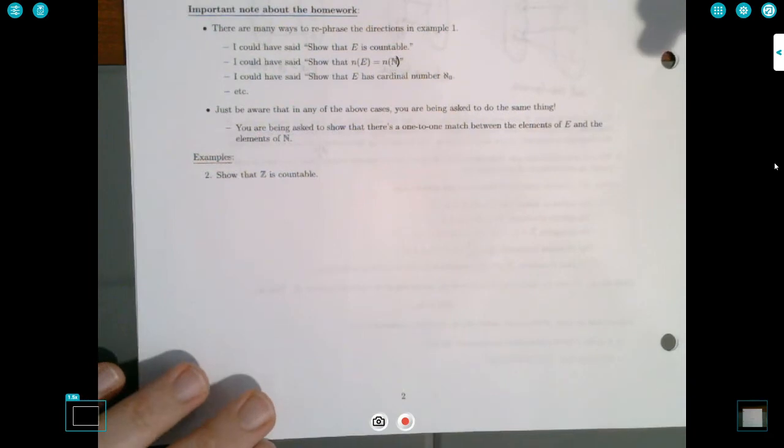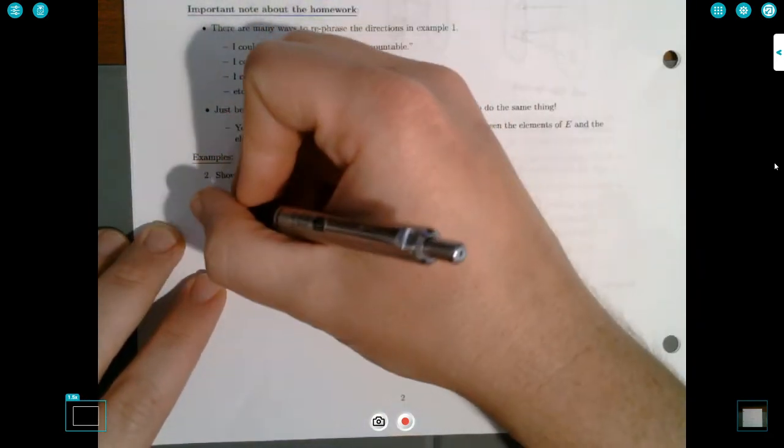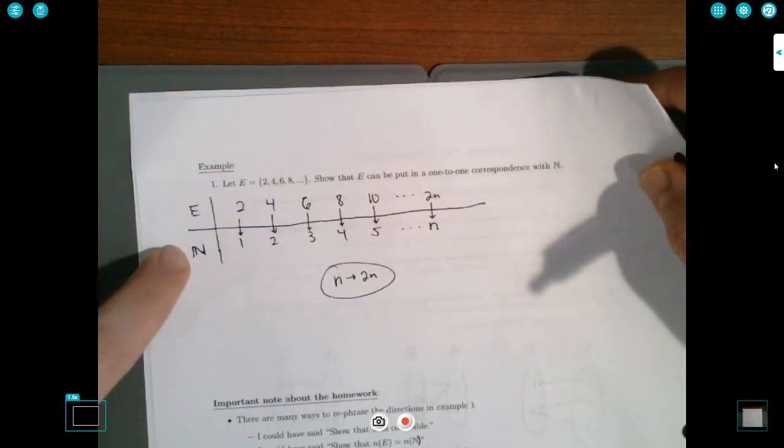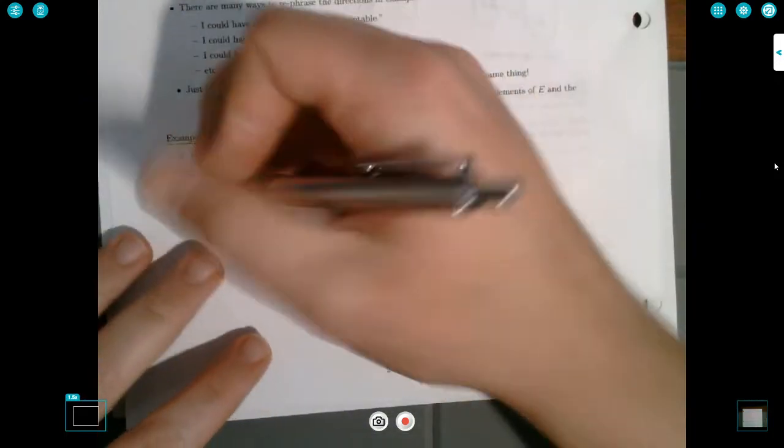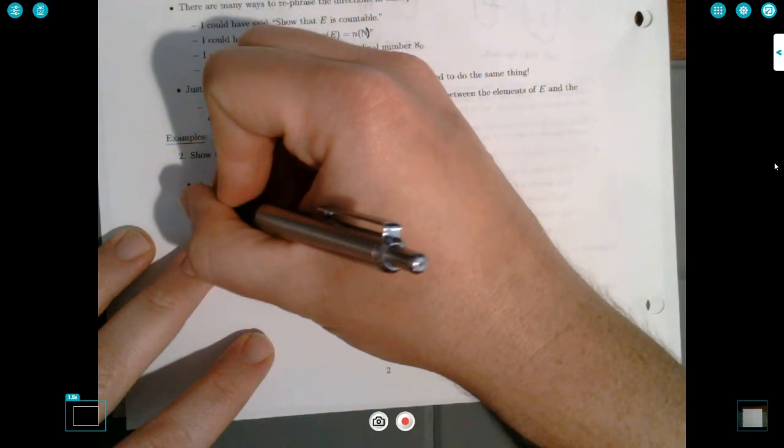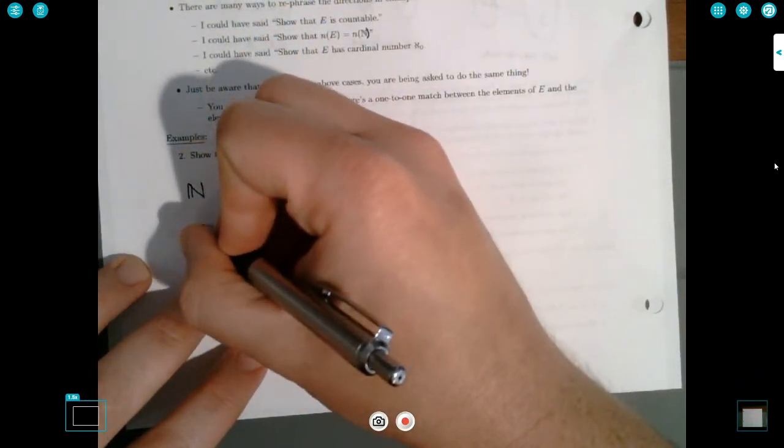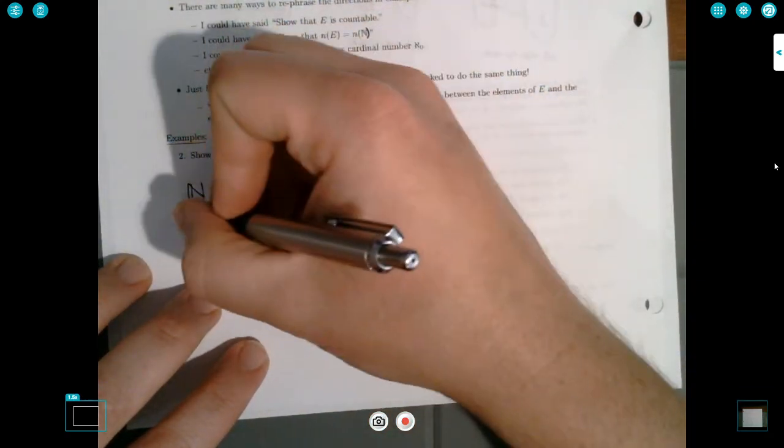So let's see if we can come up with a one-to-one correspondence. I'm going to switch the order. In the last one, I put E on top and N on bottom. I'm going to switch that up, and I'm going to put N on top, and then I'm going to put Z on bottom.